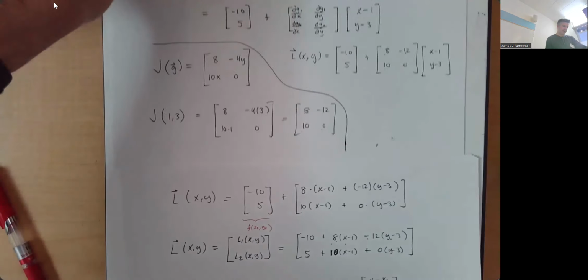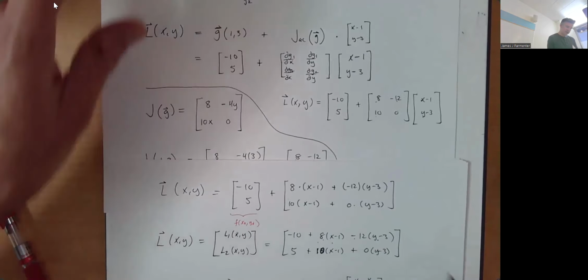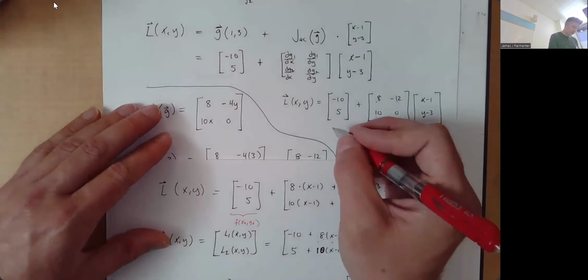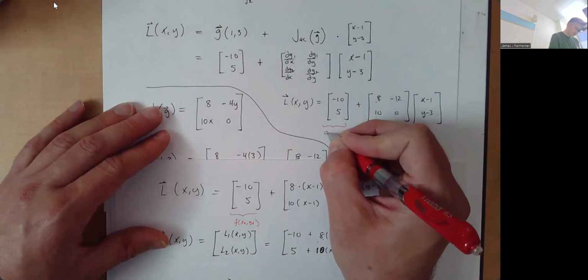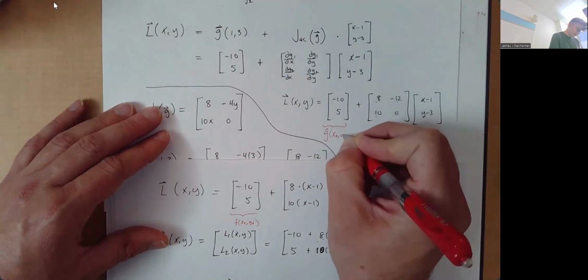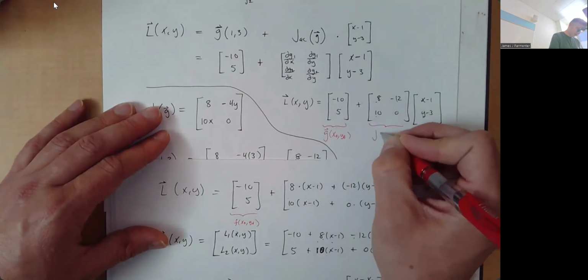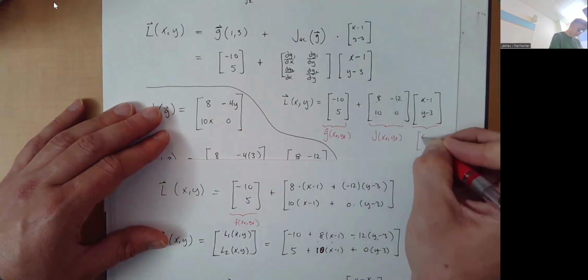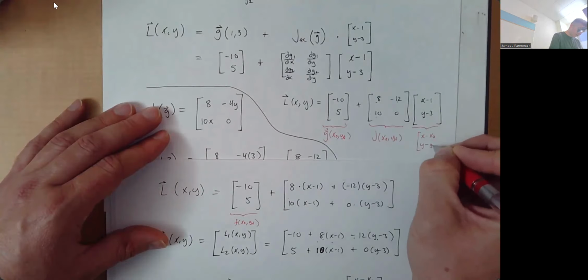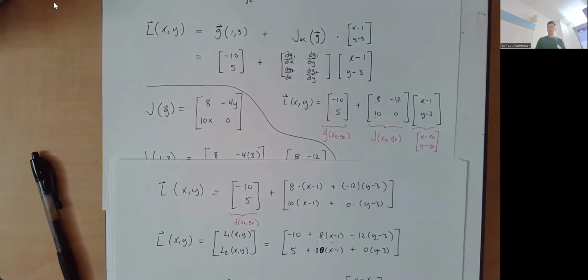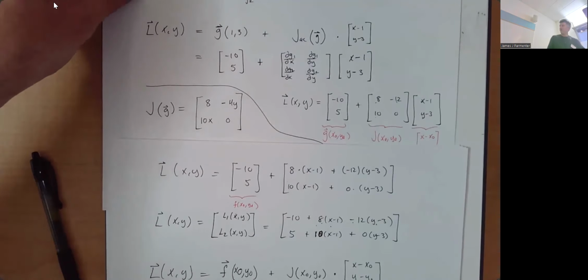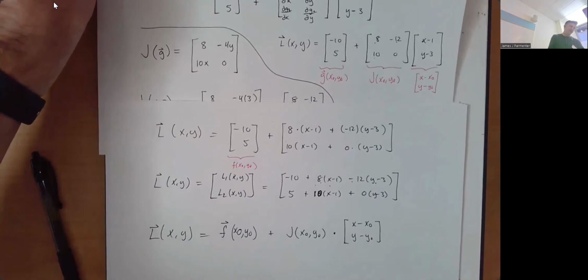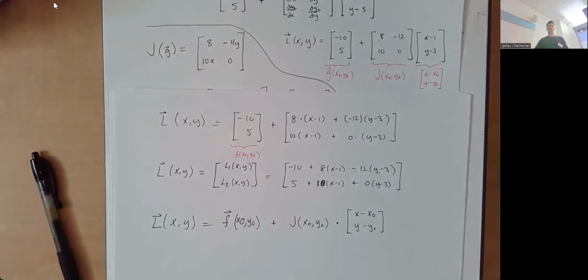Which I guess is easier to see if you look right here. Here's your function evaluated at x naught, y naught. Here's your Jacobian evaluated at x naught, y naught. Here is your x minus x naught, y minus y naught. Is it better to do it that way? I don't know. Is it faster to do it that way? Probably. So if faster is better, then yeah, it's better to do it the second way because it is faster.